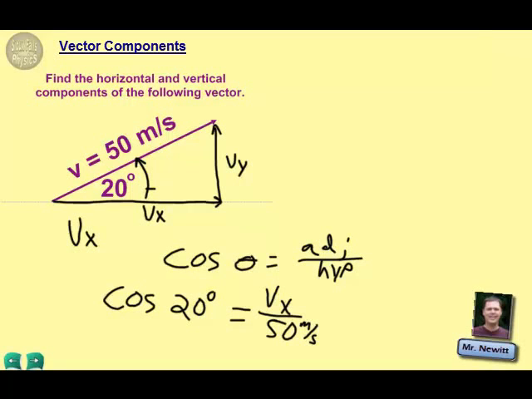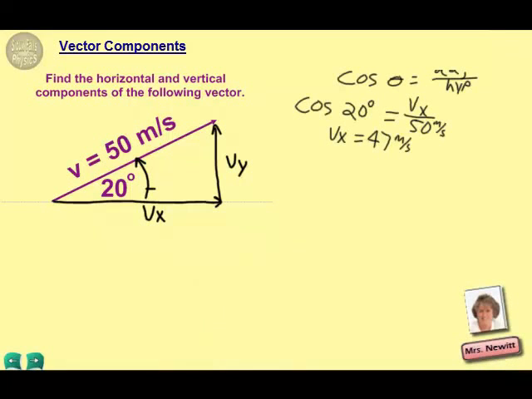Doing some quick calculation there, you should get a value for your velocity in the x direction of 47 meters per second. Okay, that means we're left with finding the v sub y, or the vertical velocity, and we'll use trig functions again. This time, if our 20-degree angle is here, we are looking at the opposite, and we know that for the opposite side, we would use the sine function.